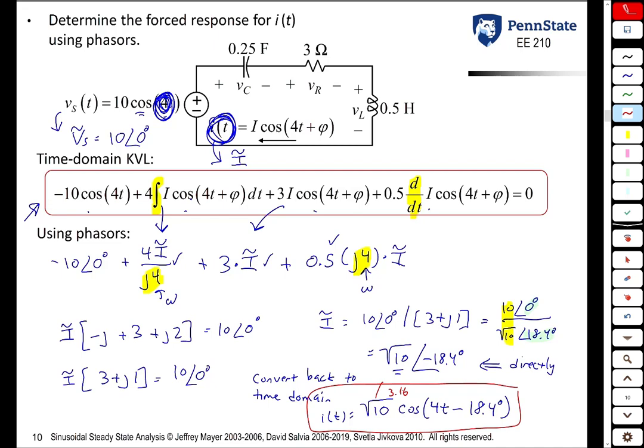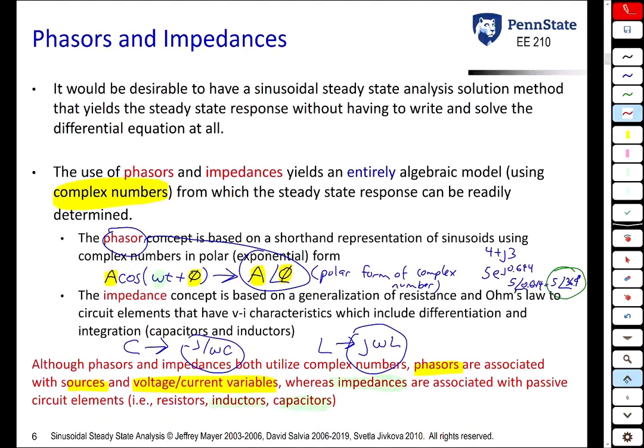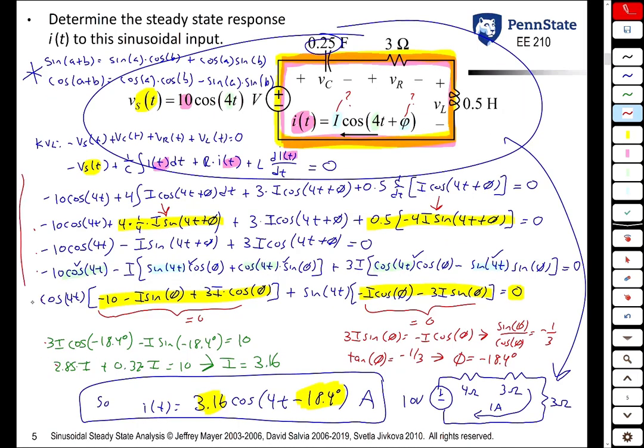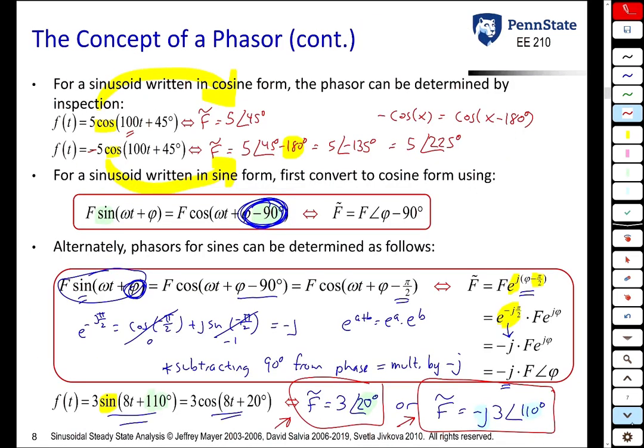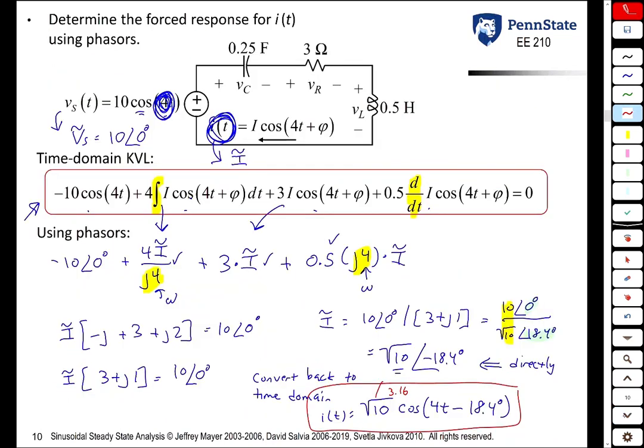We get the same answer here that we had after a page of doing trig identities: 3.16 cosine of 4t minus 18.4 degrees. And the only math we really had to do was this math here.